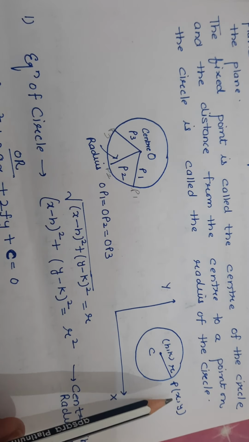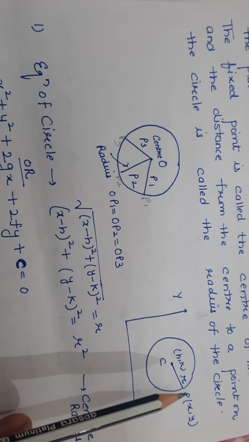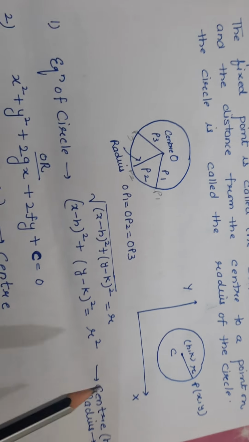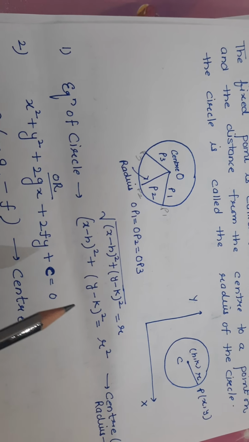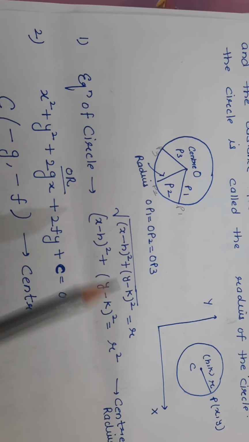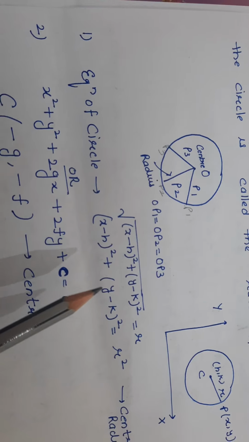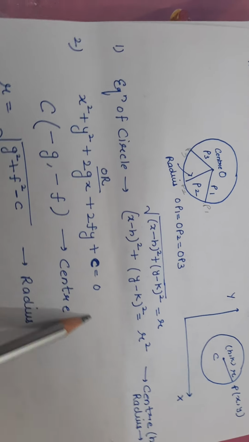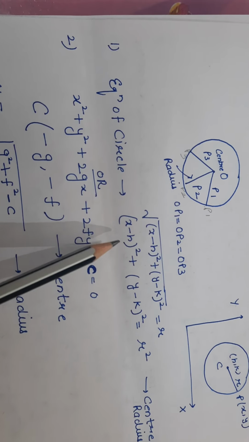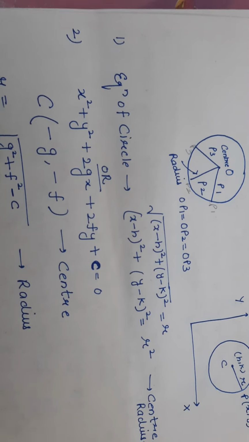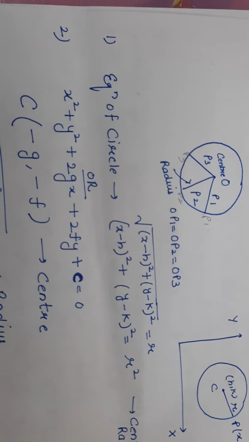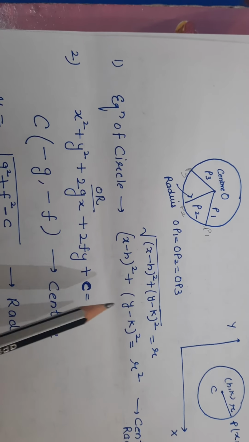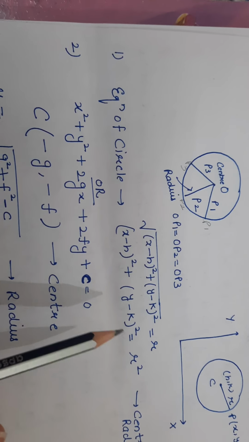So apply the distance formula. This is root of (x minus h) whole square plus (y minus k) whole square is equal to r. Squaring on both sides, we are going to have the standard equation of circle: (x minus h) whole square plus (y minus k) whole square is r square. One important thing is that in a circle, the coefficients of x square and y square are always unity, or they are equal. Either they are unity or they are equal.